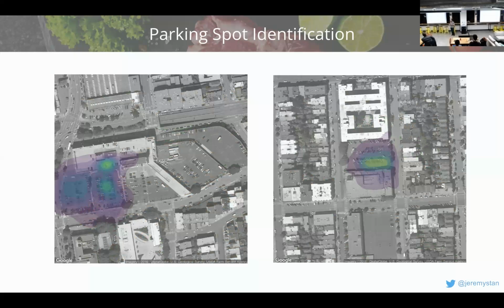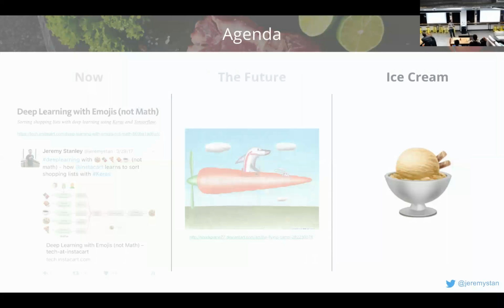A final one is, what if we could help our shoppers find better parking places? We see where they park at different store locations. We see where they park at different delivery locations. It's very noisy data, but we could take the Google Maps images themselves and help identify potential parking spaces along with the real-time signals that we get from our shoppers and actually speed up the delivery times by helping them find better parking spots. So those are some of the ways we could use deep learning.